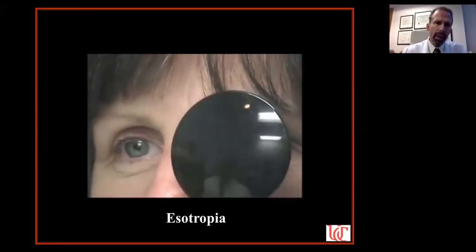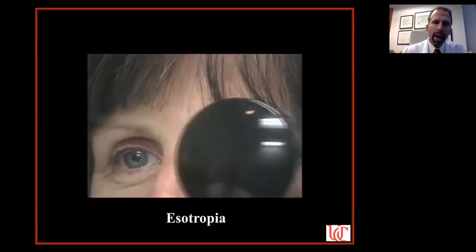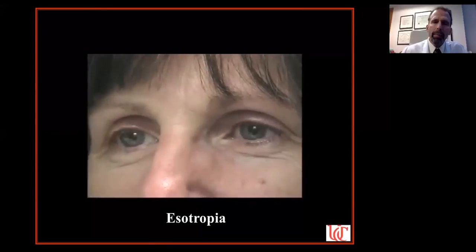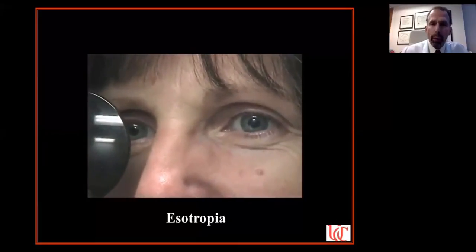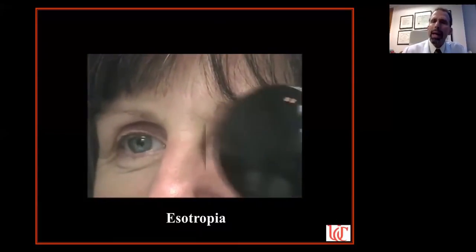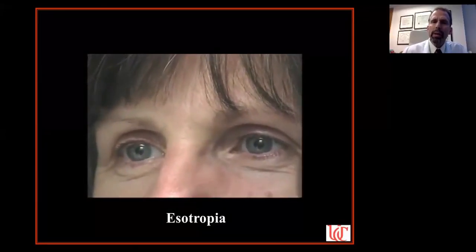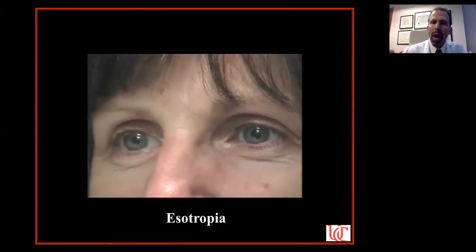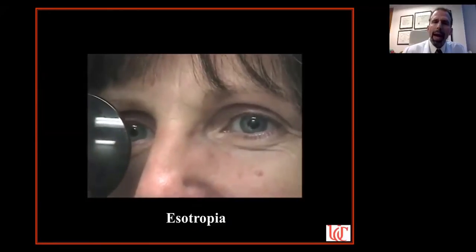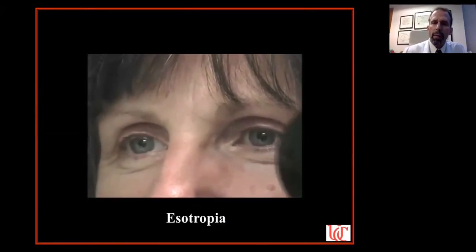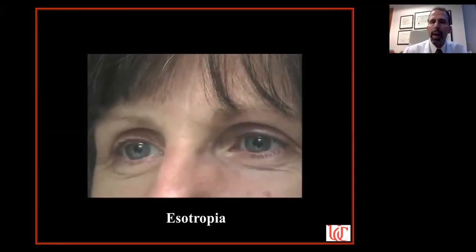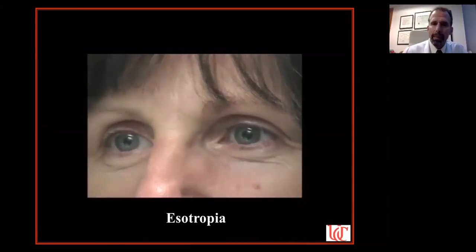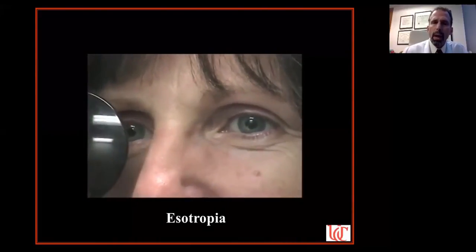So in her case, what you're seeing here is that she's looking at that distant target, and every time we cover the left eye, nothing happens to the right eye. But every time we cover the right eye, both eyes move outward. Well, sorry, the left eye moves outward. Why? Because this person has an esotropia. It happens to be an amblyopic left esotropia, and she is choosing to fixate with the right eye. So when we cover the right eye, the left eye has to move out to find the target, and when we cover the left eye, nothing happens because the patient is choosing the right eye with the better visual acuity to fixate. So this is a cover-uncover test.